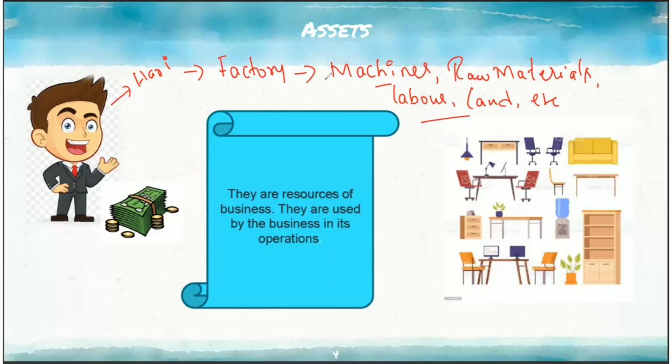Okay. Now, for example, when he wanted to start a factory, he required machinery to manufacture the goods. He required the raw materials. He required labor. He required land, etc. So these are the resources with which he operates his business, and those resources we call assets. They are the resources of the business, used by the business in its operation. Here Hari is using all these resources to manufacture the products, and we call them assets. Okay. Next, we'll move to the next concept.